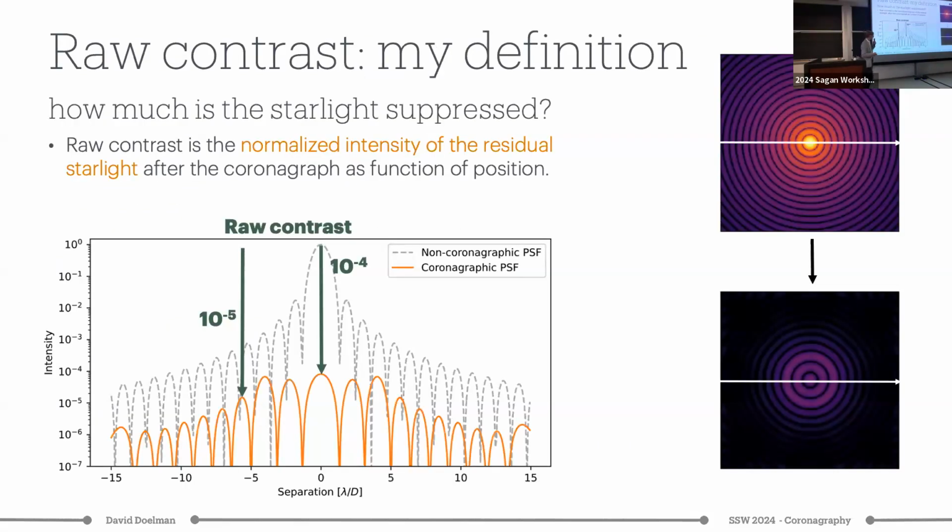So first, raw contrast, and I might get in a fight over this within my community, but I define it this way. Raw contrast is just the normalized intensity of the residual starlight. So you can see in the orange curve here, this is a slice as Eva showed before. And we see here that on axis we have 10 to the minus 4 raw contrast, and there we have 10 to the minus 5, and it goes down. This is how I define raw contrast.